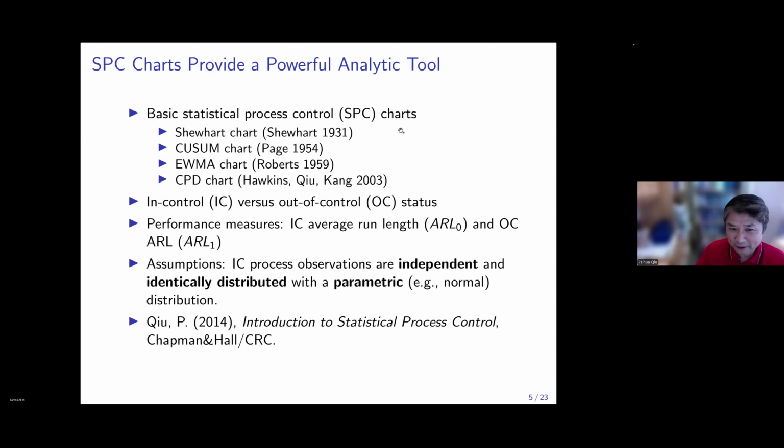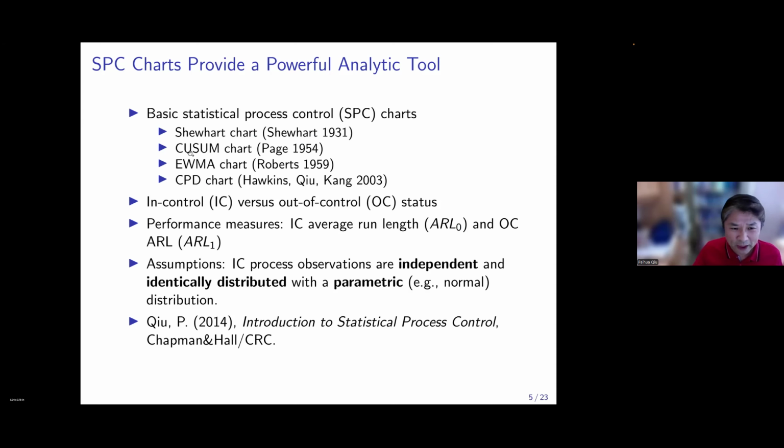Basic statistical process control charts. First, we have the Shewhart chart. Although this is the popular book we often cite, actually the first Shewhart chart was developed exactly 100 years ago, in 1924. But this is a book, so we often cite this book as the first literature on the Shewhart chart. The Shewhart chart makes decisions based on the observed data at the current time point only. It doesn't make use of the historical data.